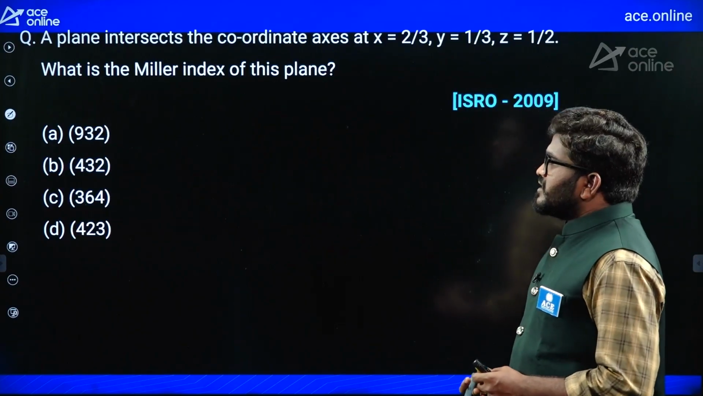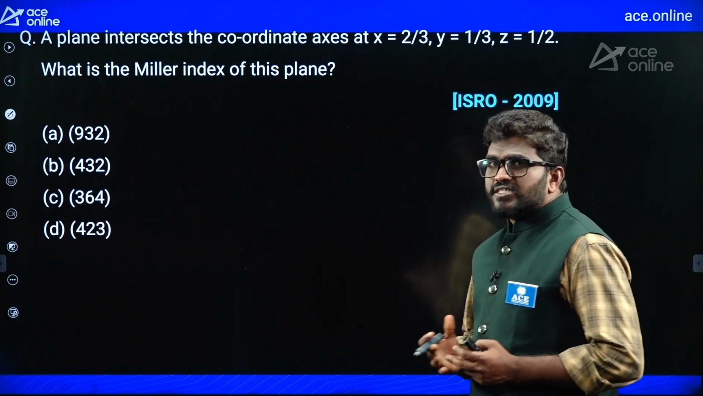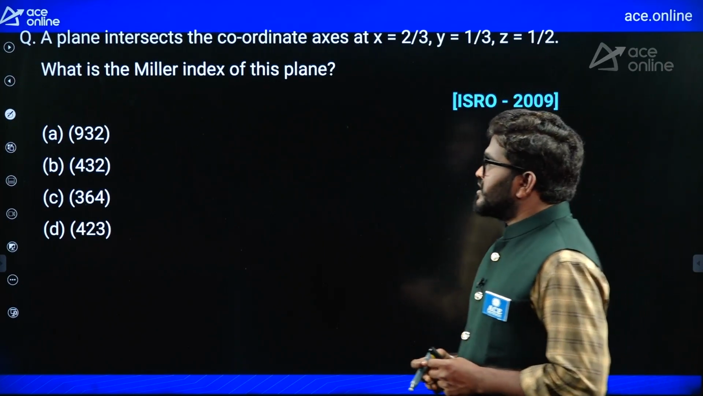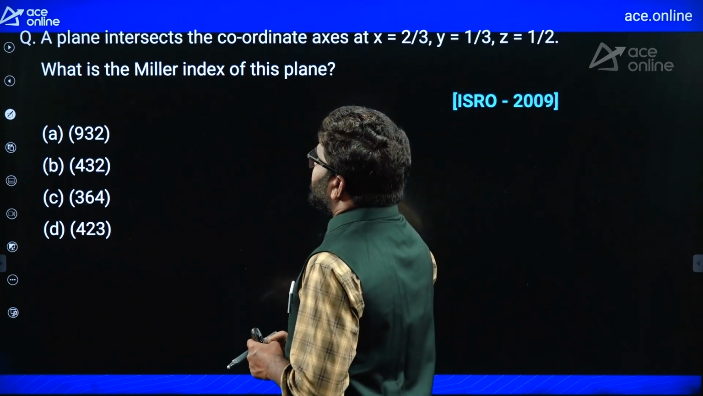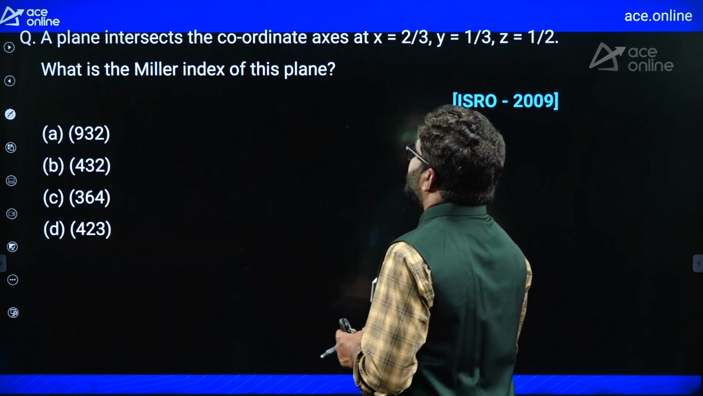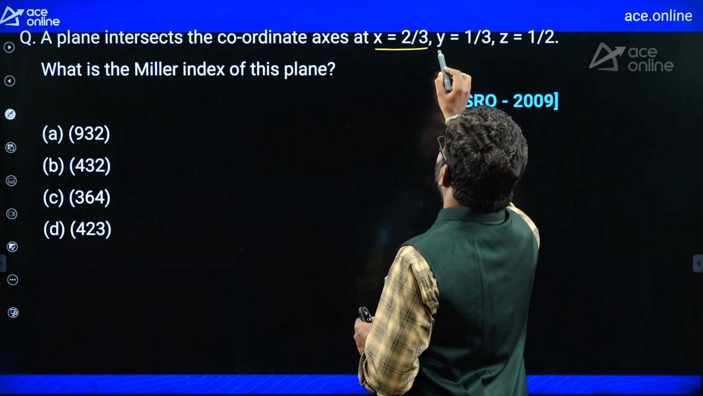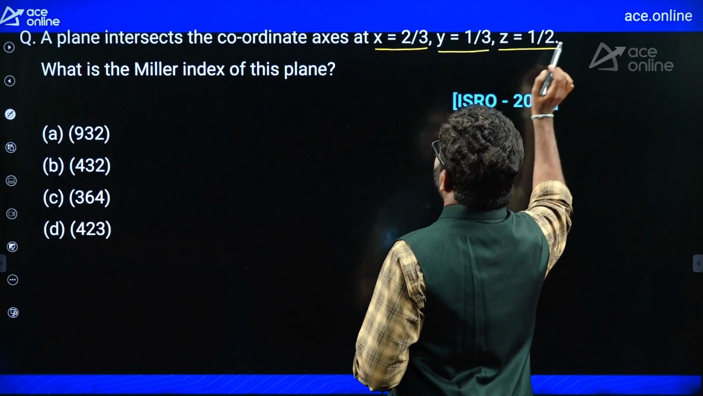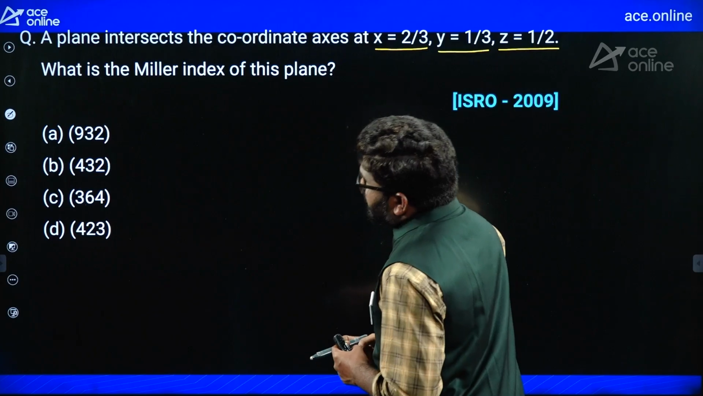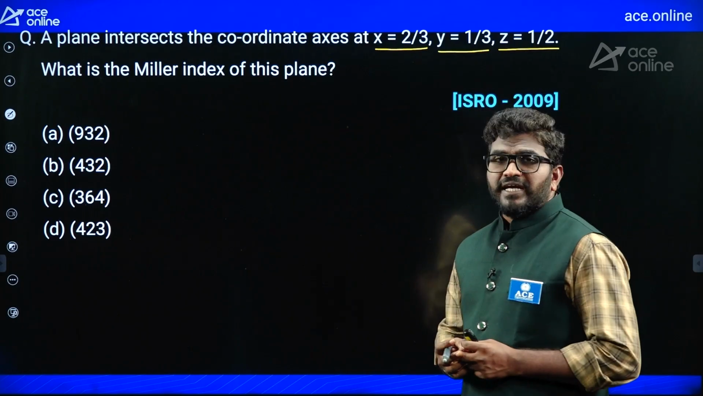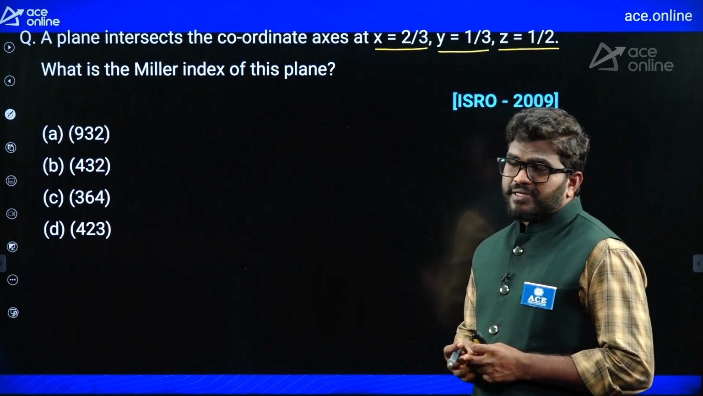Now let us consider the second one. This question is related to the Miller indices. A plane intersects the coordinate axis at x equal to 2 by 3, y equal to 1 by 3, z equal to 1 by 2. So what is the Miller indices of the plane? Miller index of this plane.